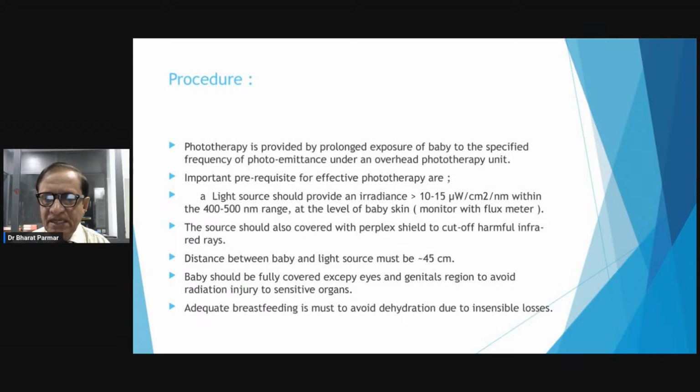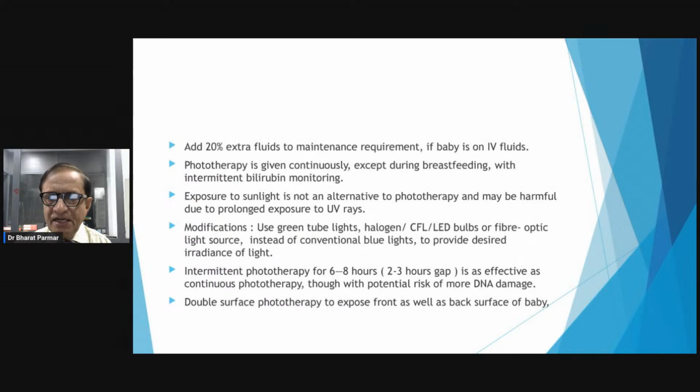Adequate breastfeeding is a must to avoid dehydration due to insensible loss. Add 20% of extra fluid for the maintenance requirement if the baby is on IV fluid. Phototherapy is given continuously except during breastfeeding, with intermittent bilirubin monitoring. Exposure to sunlight is not an alternative to phototherapy and may be harmful due to prolonged exposure to ultraviolet rays.